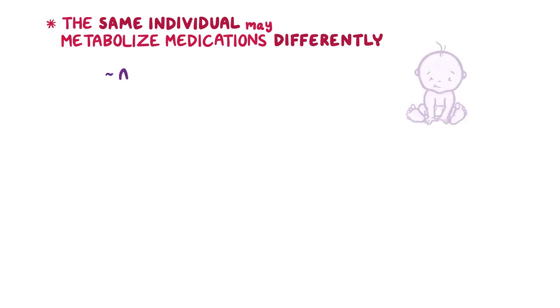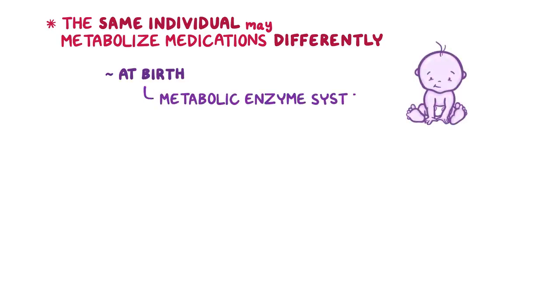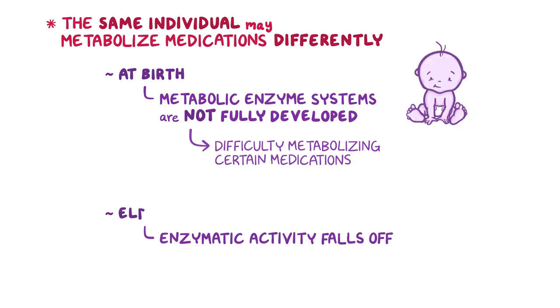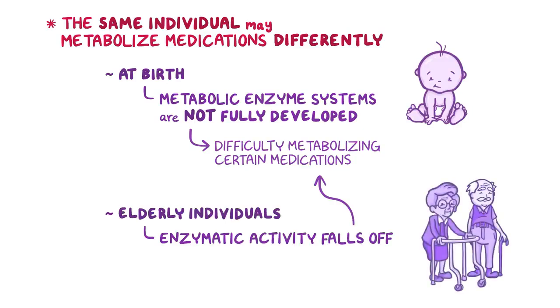Even so, the same individual may metabolize medications differently. At birth, metabolic enzyme systems aren't fully developed, so newborns typically have difficulty metabolizing certain medications. But as we age, enzymatic activity falls off again, so elderly individuals can't metabolize medications quite as well either. Also, since most enzymatic reactions take place in the liver, a decrease in enzymatic activity may be due to chronic liver disease.